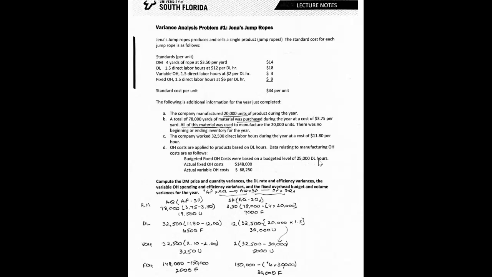Let me just see what that is. Oh, 150,000, right? Yeah, that's what it would have been. Okay, so our fixed overhead was 1.5 direct labor hours at $6 per hour, and we budgeted 25,000 hours. So 6 times 25,000 is 150,000. That would have been our budgeted fixed overhead right there. Okay, so hold off on this piece though.